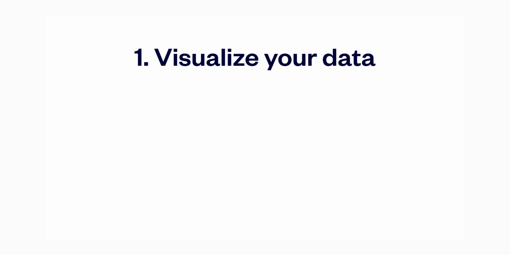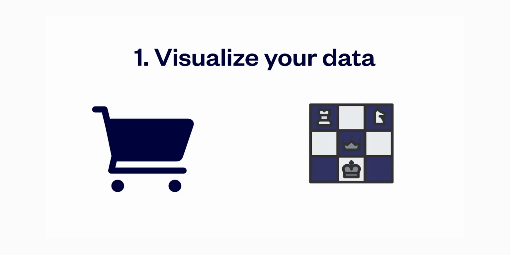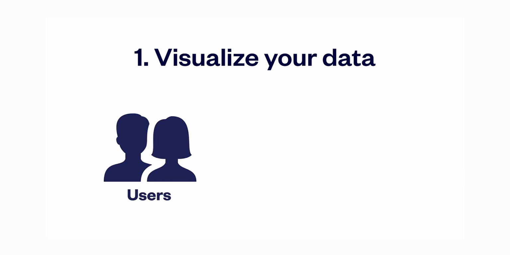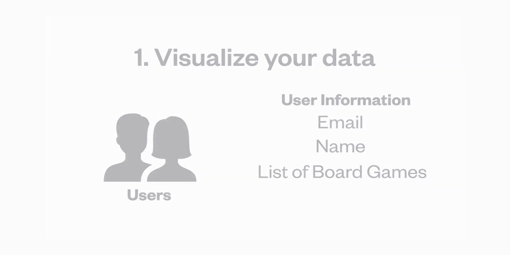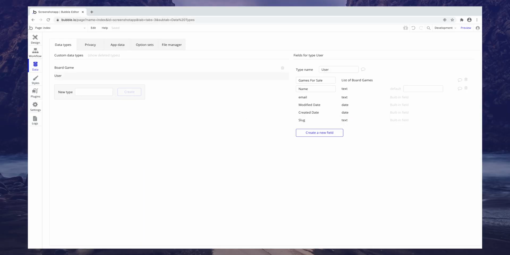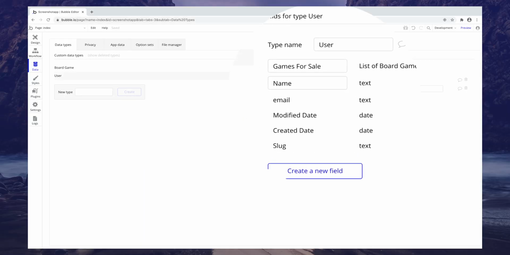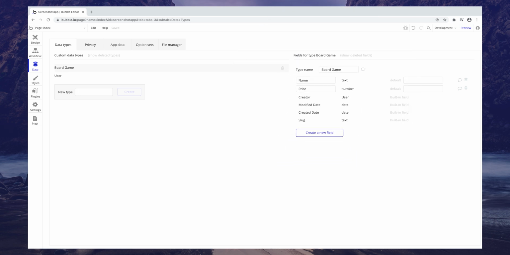For example, let's say we want to make a marketplace that sells board games. We need to store users, information about them like their email and name, and the board games they want to sell. In Bubble, we start building this model out in the Data tab. Bubble makes it really easy for us to get the foundation of our data types up and running, which means you can always come back to modify them later. This step is most overlooked, which is why it's first on our list.